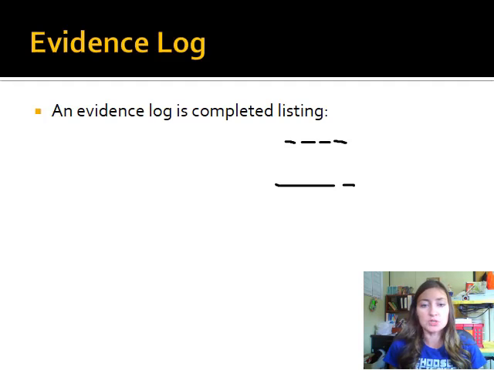We write a description of the evidence, a name of the suspect if we know who the suspect is, the name of the victim if we know who the victim is at that time, date and time of recovery, as well as a signature of the person recovering the evidence. And it's also important to get the signature of a witness to you collecting the evidence.